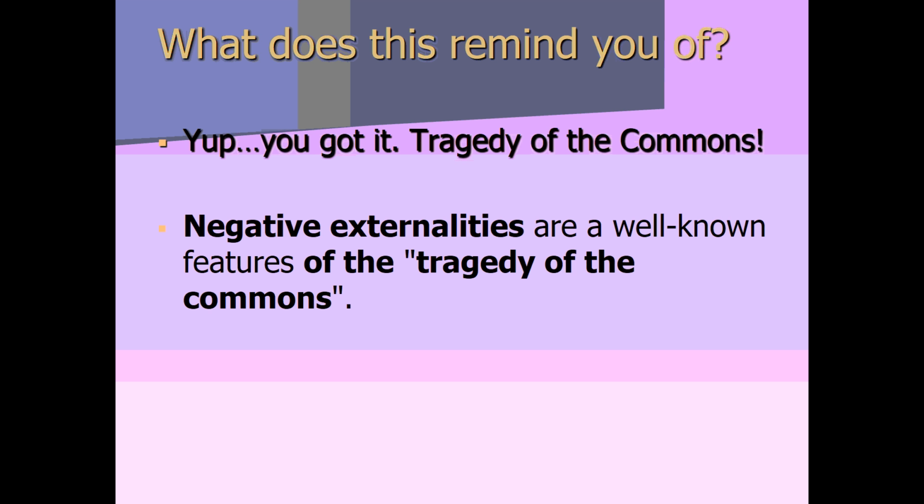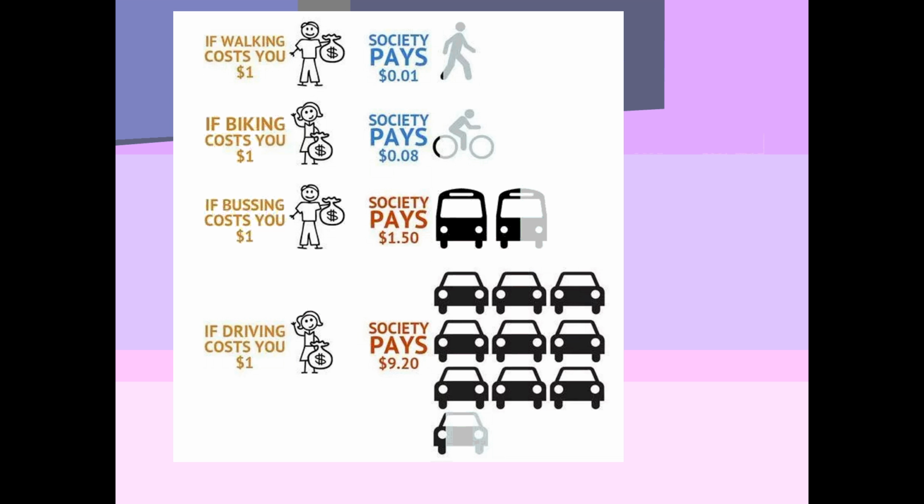Some more. If you're walking, it costs you $1, society pays, I don't know, 1 cent. Maybe because someone has to stop at a traffic light to let you pass. Cost to them. If you bike, it costs you $1, society pays 8 cents. Maybe you're on the road with them, and so they have to be careful. Doesn't always have to be money. Busing costs you $1. Society pays $1.50. Now you're causing traffic on the road, and you know those buses pollute the air.